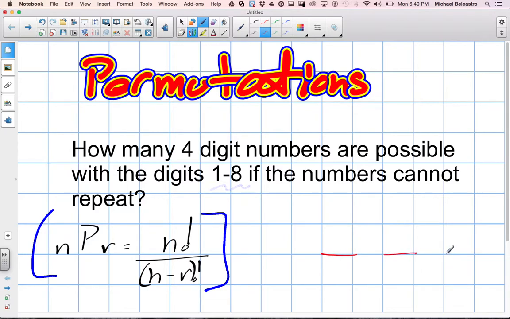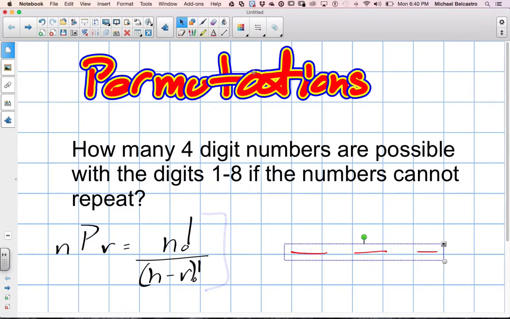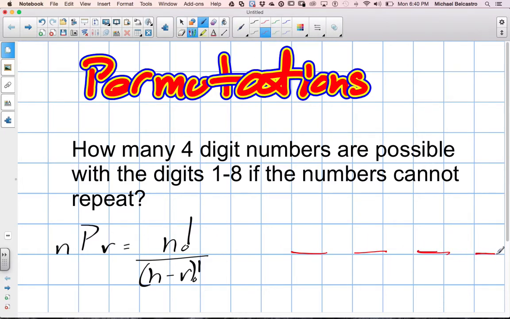We have 4 placeholders for digits. You have the options of 1 through 8, which means 1, 2, 3, 4, 5, 6, 7, 8. There are 8 options, right, to start. So once we've chosen that, we had 8 options.